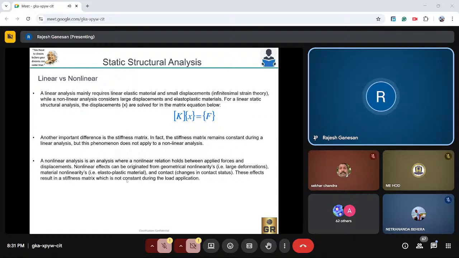Here we will talk about linear and non-linear analysis. A linear analysis mainly requires linear elastic material and small displacement. Only when very small displacement happens do we call that a linear analysis. Non-linear analysis involves large displacement and elastoplastic materials. The next one is the stiffness matrix. What is the difference? In fact, the stiffness matrix remains constant during a linear analysis, but this does not apply to a non-linear analysis.